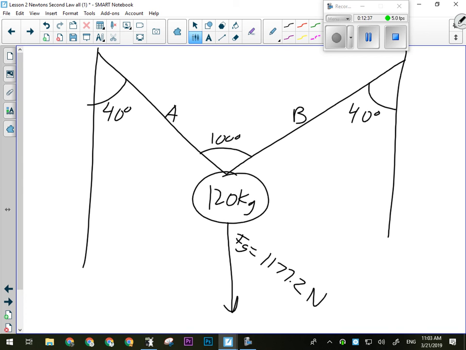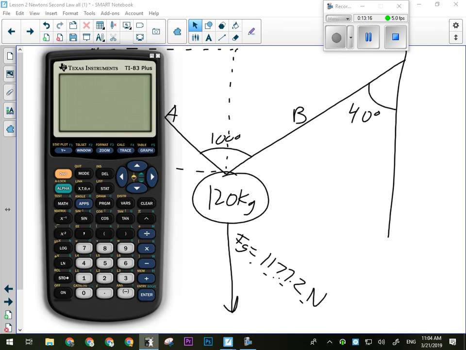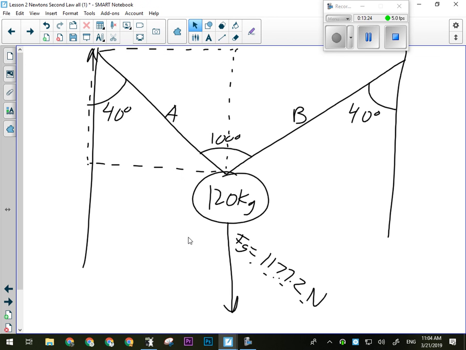Now, there's two cables, and they both pull diagonally, which means they both pull up. How much of that is each one holding? Exactly. So what I'm going to do here is make a triangle. This side here is going to be the vertical component of cable A. Each cable's vertical component is half of the force of gravity. So I'm going to take that 1177.2, divide it by 2, and that'll give me 588.6 newtons. I don't need to worry about the horizontal component because I don't require it anymore.